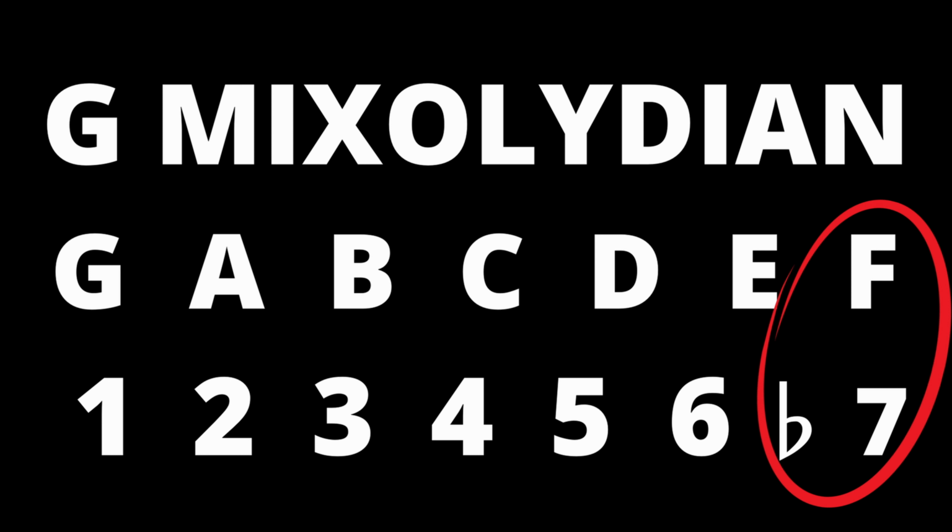The most important note in Mixolydian is the flat or minor seventh. This is the only note that separates the scale from major/Ionian. It provides the smooth, open sound that Mixolydian is known for.